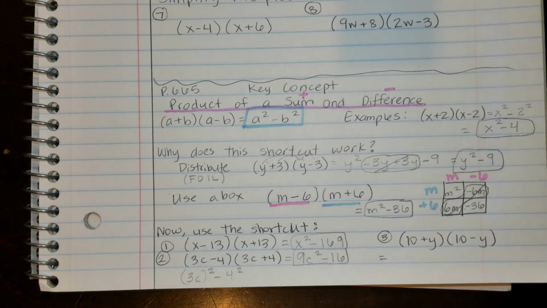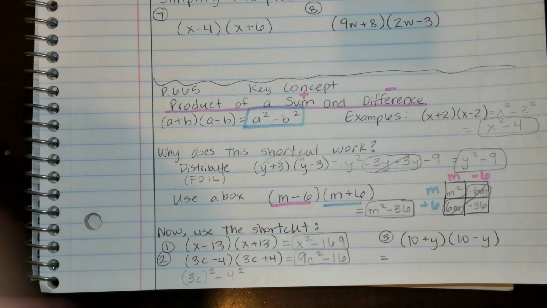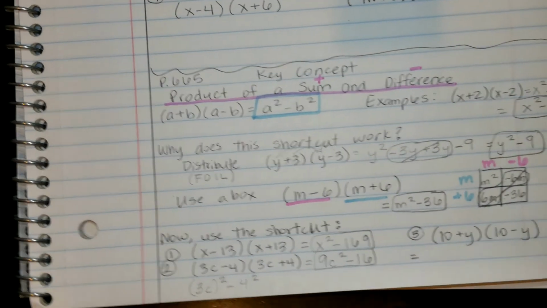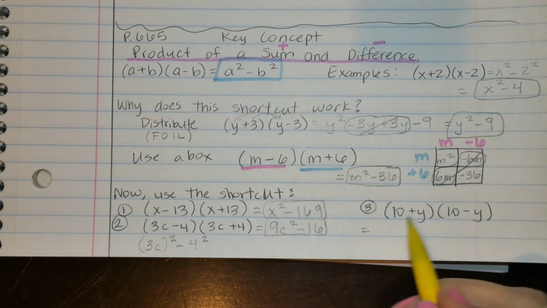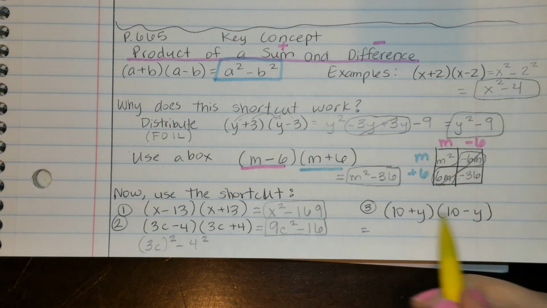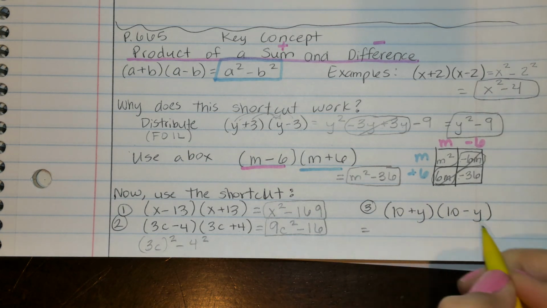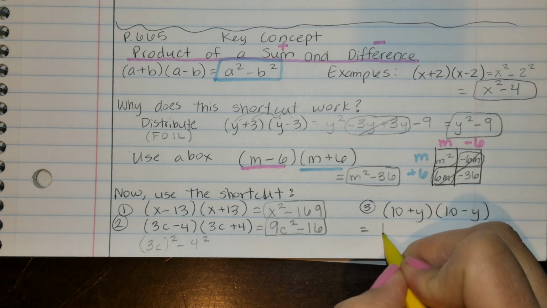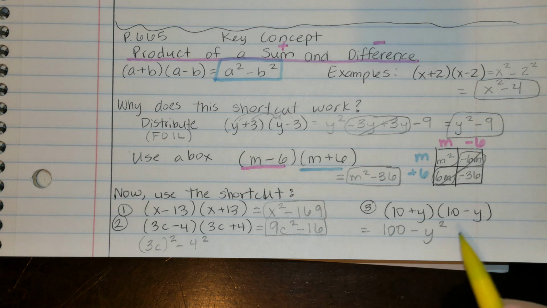And number 3, I'll write the answer below. So it's 10 plus y times 10 minus y. 10, 10, y, y, one has a plus, one has a minus. It's a product of a sum and difference. So I just have to do 10 squared minus y squared. 10 squared is 100 minus y squared is y squared.